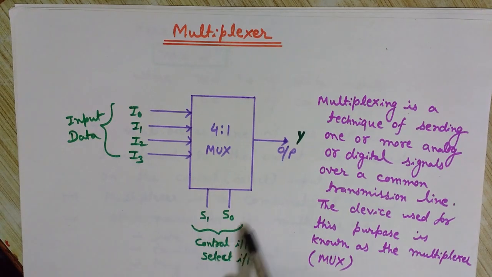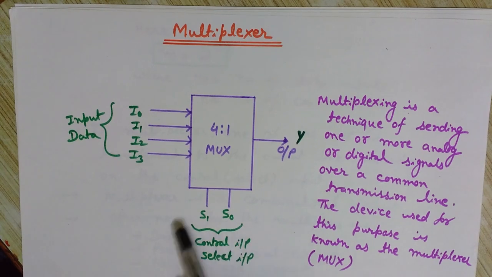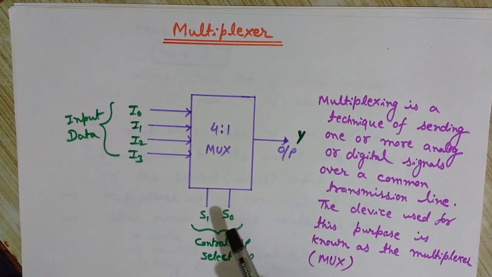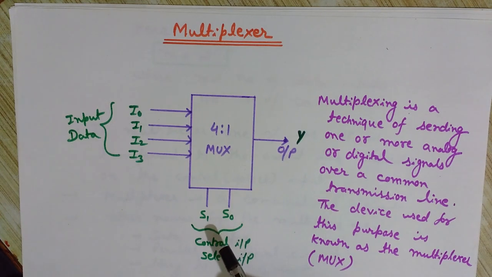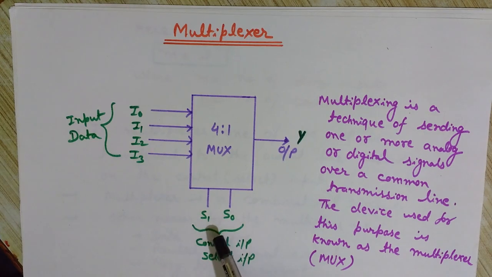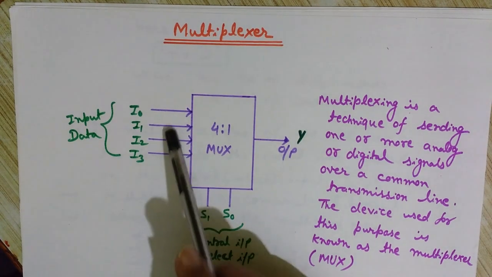So what is the purpose of these select lines? Since here we have 2 select lines, these 2 select lines can have 4 combinations. Either these 2 can be 0-0, or they can be 0-1, 1-0 and 1-1. This is the combination, 2 to the power n. We know if we have 3 control inputs, then there will be 2 to the power 3 combinations, 0-0-0 and so on. So here we have only 2 control lines, so its combinations will be 2 to the power 2. If it is n number of select lines, it will be 2 to the power n combinations. So it can control 2 to the power 2, which means 4 inputs.